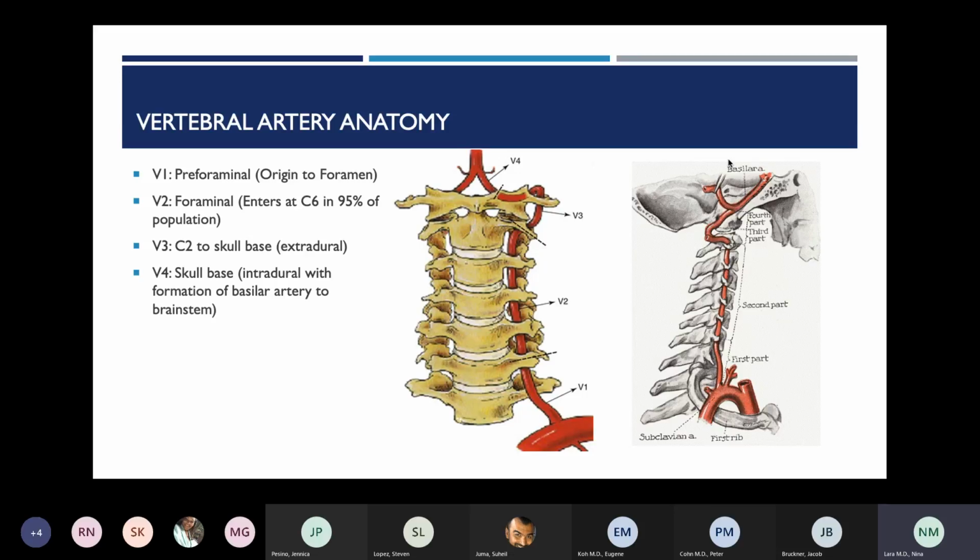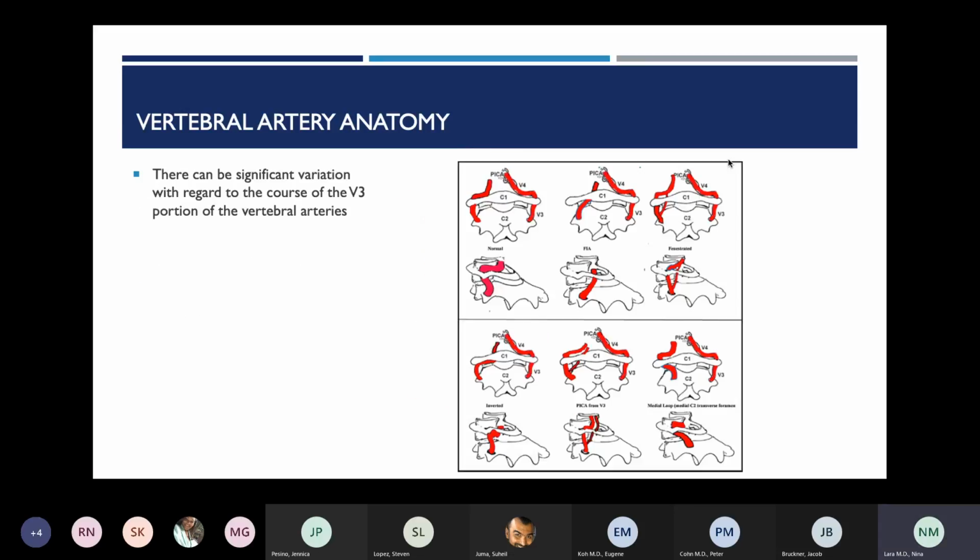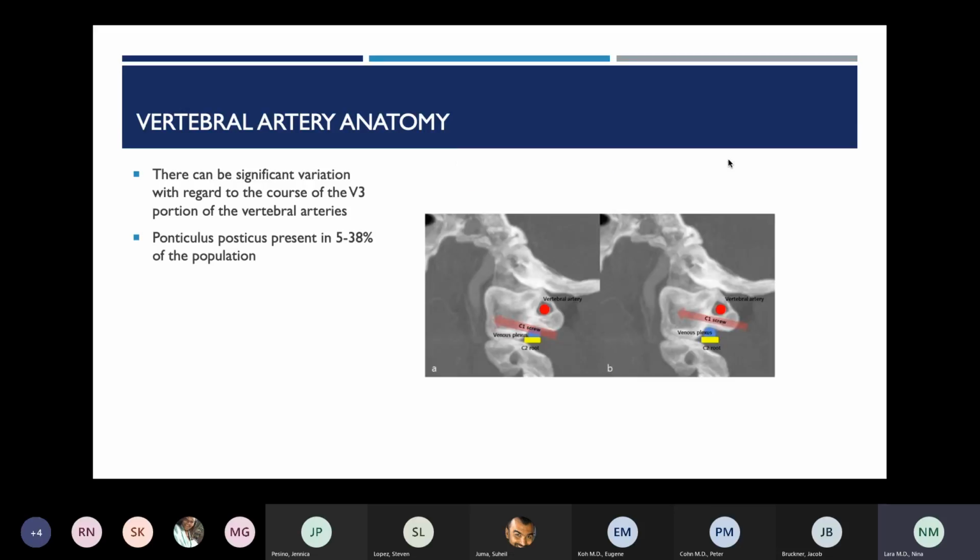At the upper atlantal surface, the artery curves posteriorly, making a 90-degree turn into the transverse groove in the atlas behind the superior atlantal articular facet, and then it enters the subarachnoid space by piercing the posterior occipital atlantal membrane and dura, so it becomes intradural in the V4 segment. The vertebral artery can often take an aberrant course around or within the C1 ring. In CT studies, there was an arcuate foramen in 24% of patients, which leads to a high-riding vertebral artery.